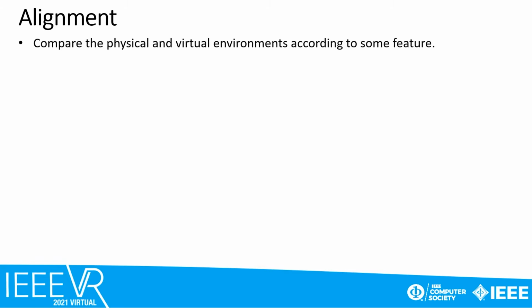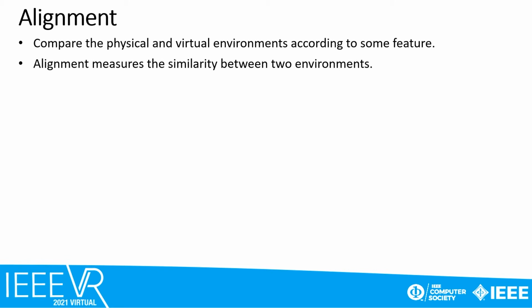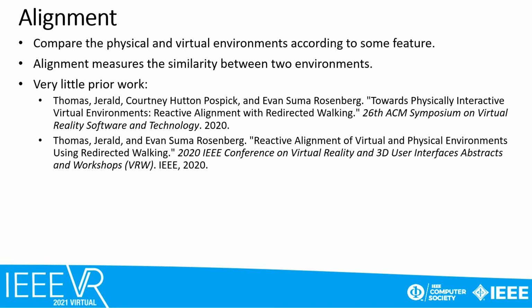To get around this limitation, we leverage alignment. This is the concept of comparing the physical and virtual environments according to some common feature. Using alignment, we can compare the similarity between two environments with respect to the common feature. For this work, we compare environments according to the user's proximity to obstacles. Alignment is likely intuitive for many VR researchers, but to the best of our knowledge, this idea has not been formally studied outside of a few recent studies by Thomas et al.